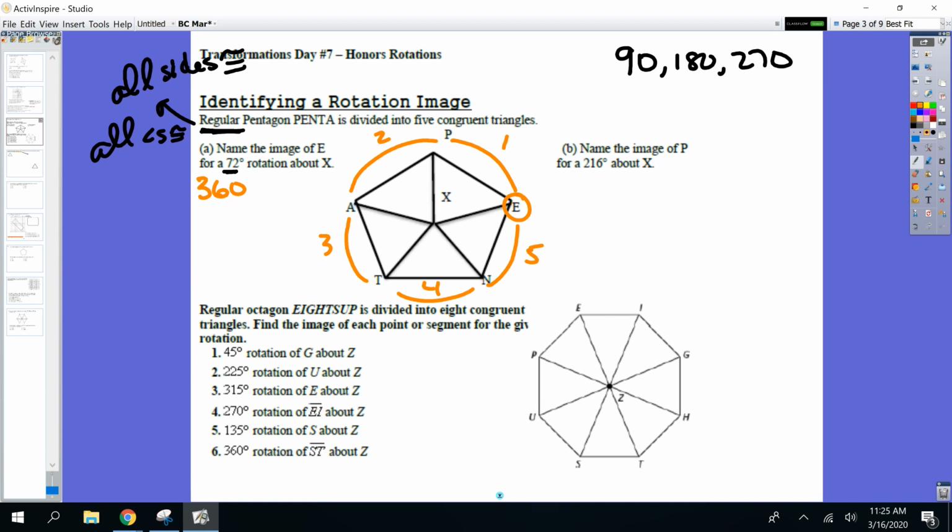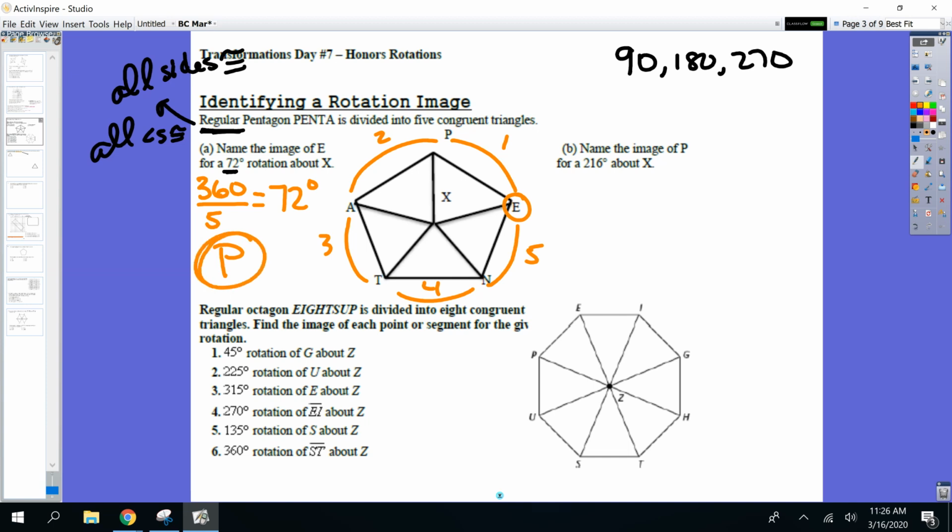So if I went 360 and I rotated it 5 times, what I can do is take 360 divided by 5, and you guys will notice, look at this magic number that comes out. Every time I go vertex to vertex, it's a 72-degree rotation. So as I go from E to P, 72, P to A, 72, A to T, 72. If they just want me to rotate 72 degrees from point E, and since it's positive 72, you guys remember from the notes yesterday, we go in a counterclockwise direction, so that would end up at point P.